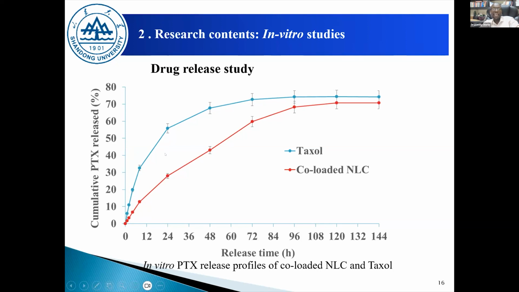This means that at any time point in the study, if you were to calculate the release of, say, Taxol and colloid NLC at the same time, you will find that PTX from Taxol would have been released more compared to colloid NLC. This means then that the drug would take longer to be released with colloid NLC compared to Taxol. This means then that colloid NLC had superior drug release properties over Taxol.